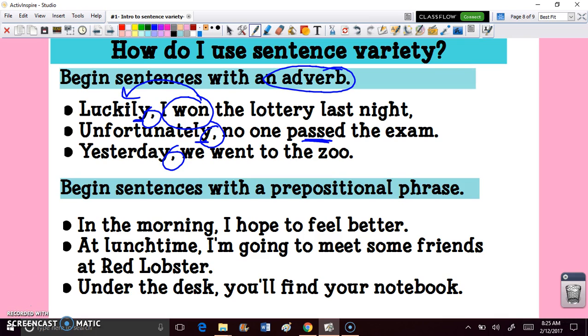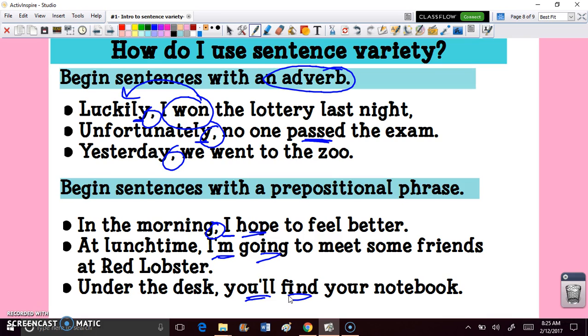All right, and finally, you can begin sentences with a prepositional phrase. And you'll notice that prepositional phrases tell time or they tell locations. In the morning, comma, same thing as adverbs. You're going to end your prepositional phrase with a comma to separate it from the rest of the sentence. Usually after the prepositional phrase, you're going to have the subject and the verb, like you see in these sentences. In the morning, comma, I hope to feel better. At lunchtime, comma, I'm going to meet some friends at Red Lobster. Or under the desk, comma, you'll find your notebook.